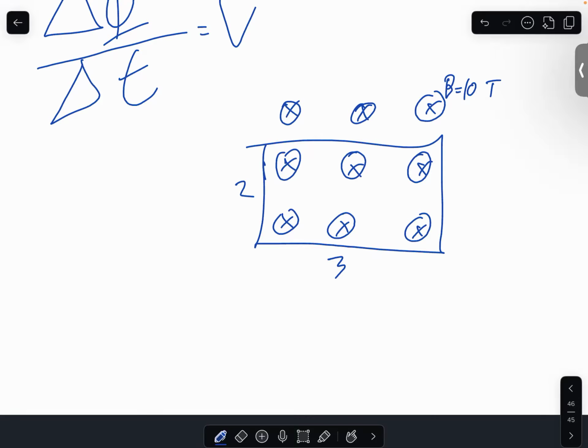First, let's just calculate the flux. We'll do that. First, just calculate the flux for me. Google question F, what's the flux?